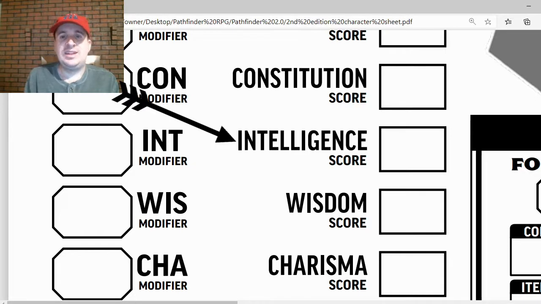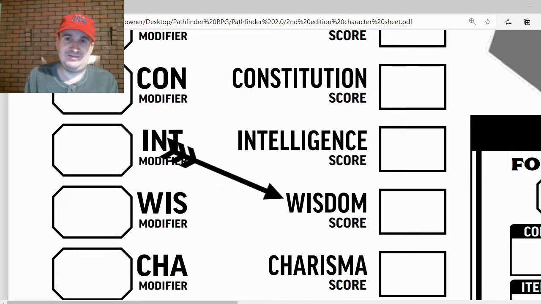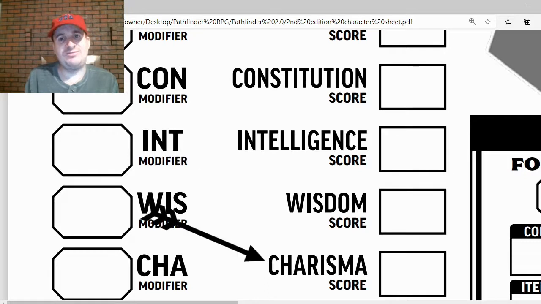intelligence. Intelligence is book smarts. How well can your character understand what he or she has read? How well can he or she decipher written codes? That sort of thing. Wisdom, on the other hand, is street smarts. How well can your character evaluate a situation? How insightful is he or she? That sort of thing. Lastly, we have charisma. Charisma is a measure of your character's force of personality or persuasiveness.